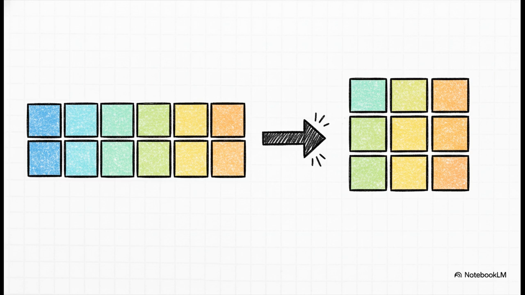But now, watch this. With a simple reshape, we can turn that into a 3x4 matrix. It's the exact same 12 numbers, in the same order, but now they're organized into a 3x4 shape. See? The data's the same, only the structure is different.